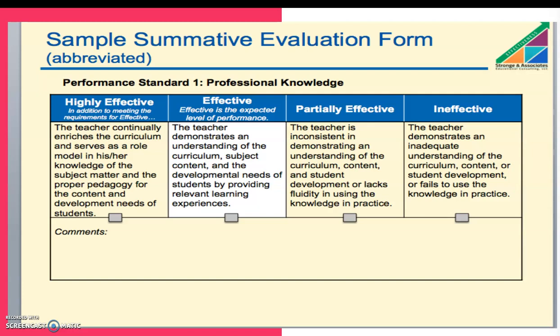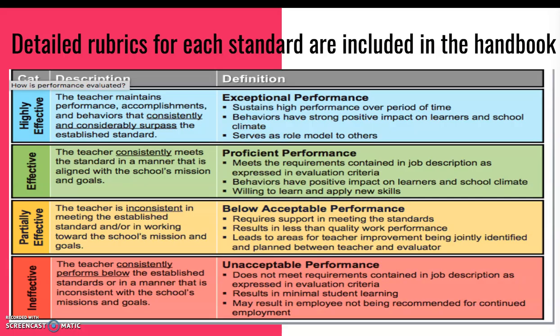Okay, so here is just a sample of what one of the standards looks like from the summative evaluation form. So the evaluator will rate each standard using a preponderance of evidence from multiple data sources. These are the terms used in the rating scale. While you receive a rating for each standard, for each observation, the focus really should be on that formative feedback. But notice that teachers who are highly effective consistently and considerably surpass their performance standard. These teachers serve as role models to others.